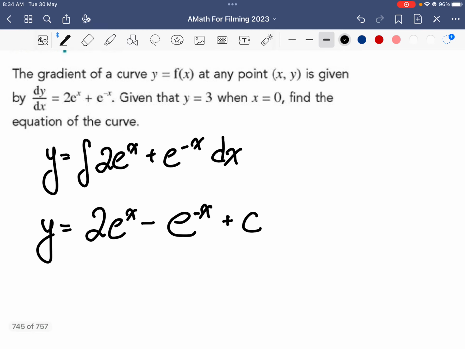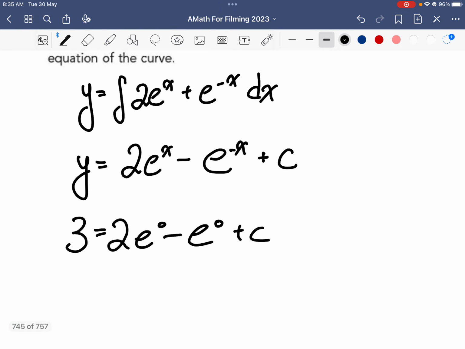Then, don't forget that every time you integrate, you should have the integration constant. Now, how do I find the value of the constant? Notice that it gave you more information. When y is 3, x is 0. So when y is 3, then my x value is 0.